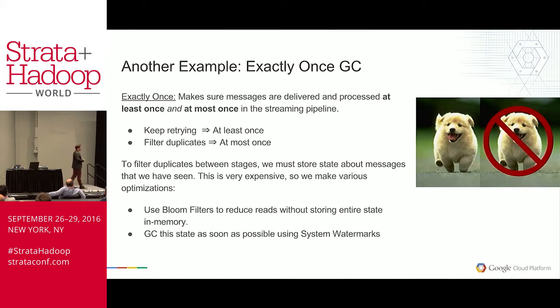And in order to do deduping, we need to store a lot of state. State is expensive, so we do a bunch of different optimizations. One optimization we do is we use Bloom filters, a set of Bloom filters, to reduce the number of reads that we have to do and reduce the amount of in-memory store that we have to use for our deduplication. Another thing we want to do is garbage collect the exactly once data from persistent store as quickly as it is correct to do so.